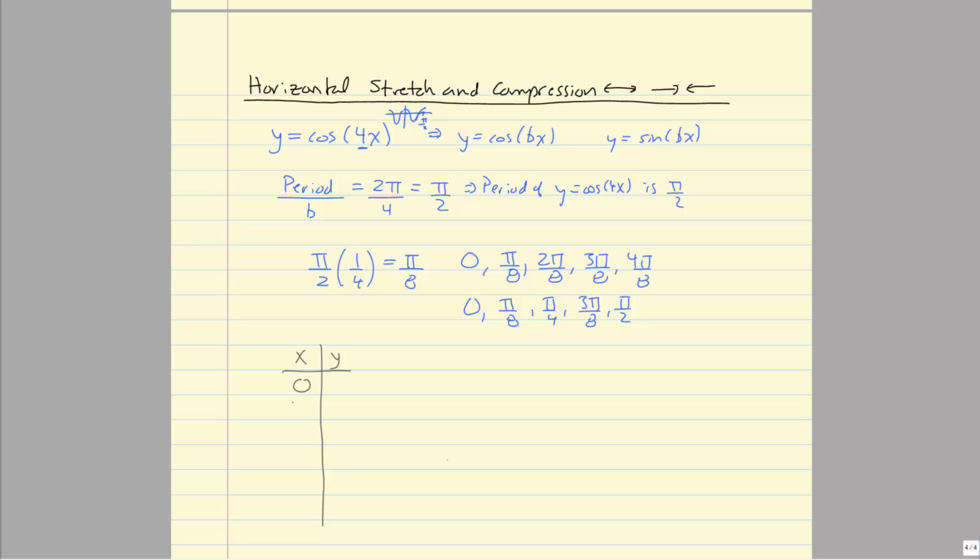So I'm going to put in 0, pi over 8, pi over 4, 3 pi over 8, and pi over 2. Let's see what happens here. So if I plug in a 0, the cosine is 0. 4 times 0 is 0. Cosine of 0 is 1.